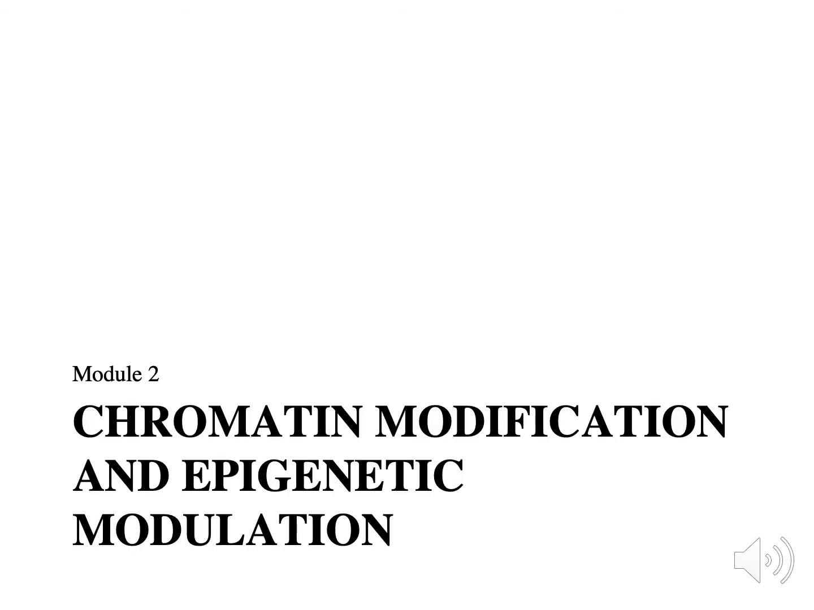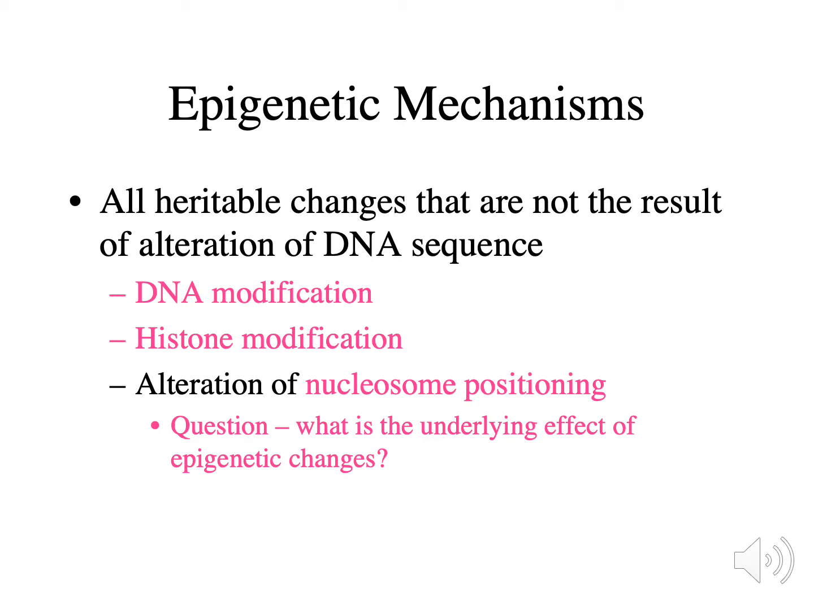Module 2, Chromatin modification and epigenetic modulation. Epigenetic mechanisms. What are epigenetic mechanisms? These are all heritable changes that are not the result of an alteration of DNA sequence. So alteration of DNA sequence refers to those things that we talked about in the last module that could affect a promoter or enhancer, any kind of cis-acting element because the actual DNA bases have changed.